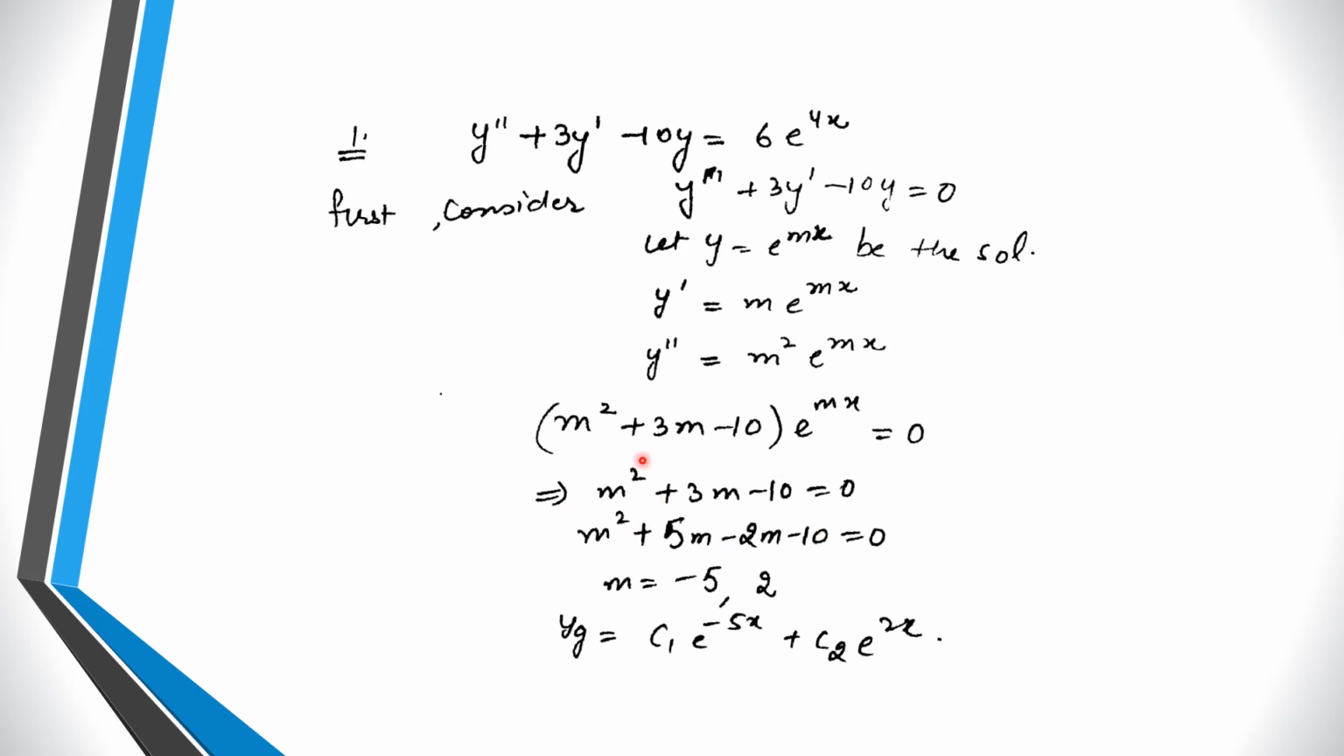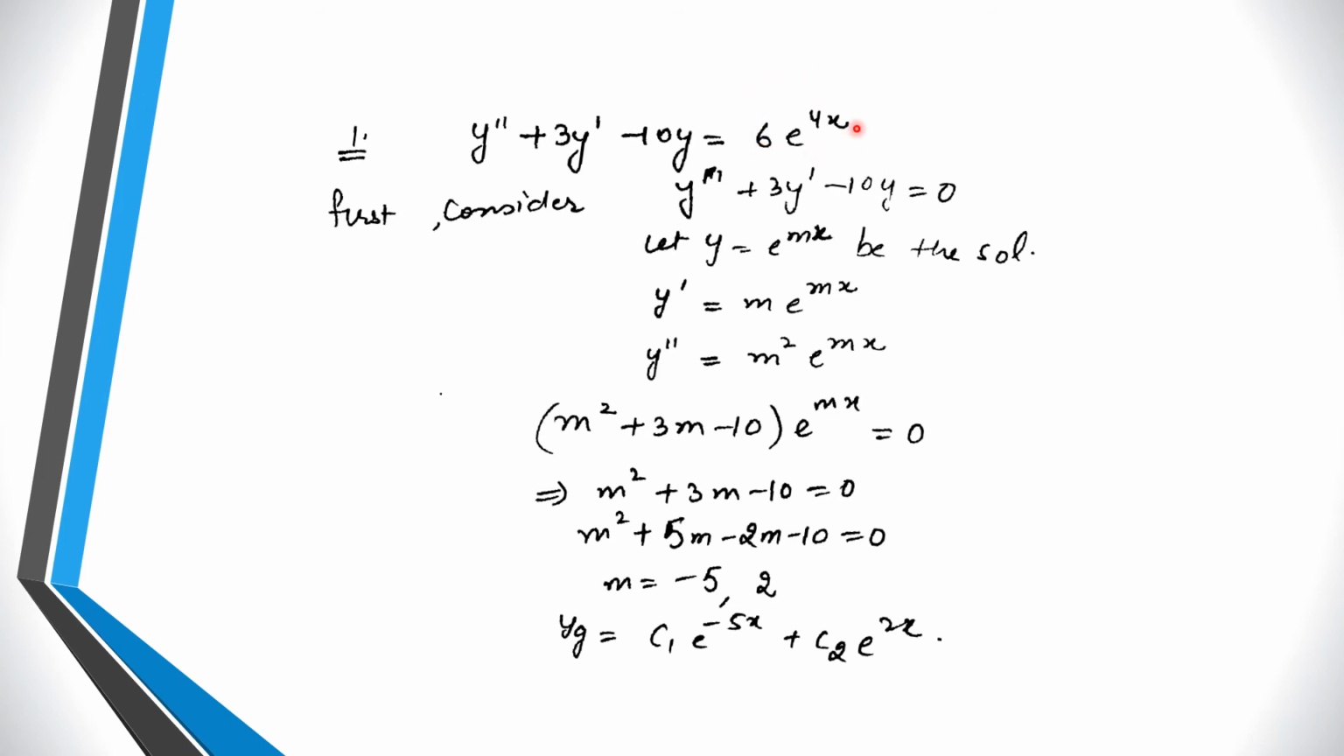Find out the roots of this quadratic equation. It will be minus 5 and 2. So your general solution is c1 into e to the power minus 5x plus c2 into e to the power 2x. And now just see what is your right hand side.